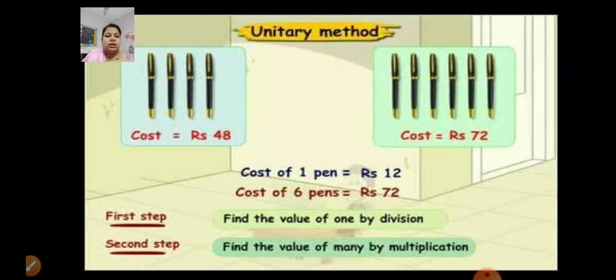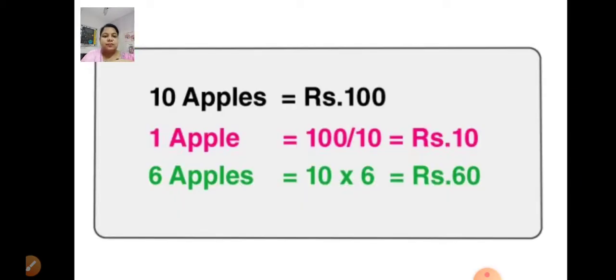Right, so again just check here, the first step was value of 1 by division, and second step value of many by the multiplication. So in first step we have done the division, 48 divided by 4 to get cost of 1 pen. Then to find out the value of many, means to find out the cost of 6 pens, we have multiplied cost of 1 pen, that is rupees 12, by 6. So 12 sixes are 72. Let's have one more example.